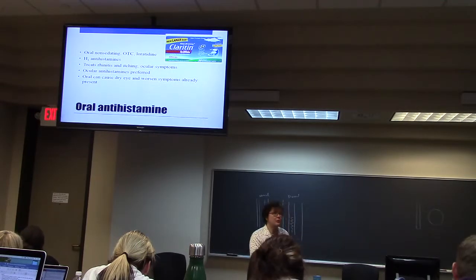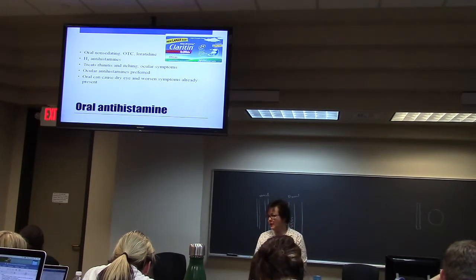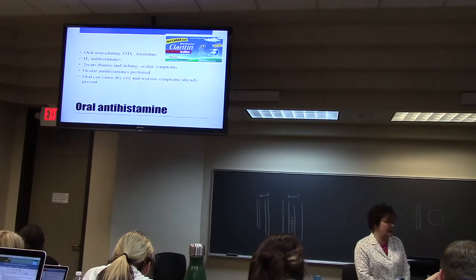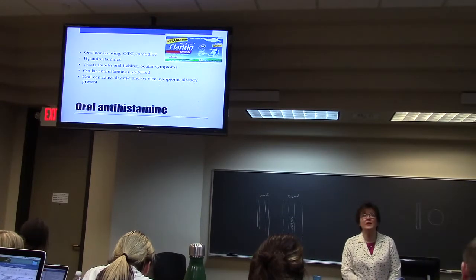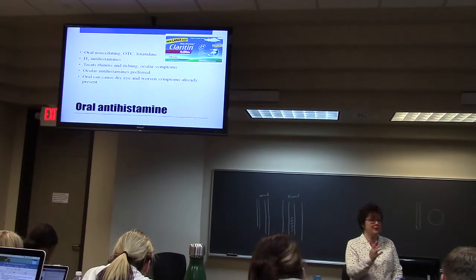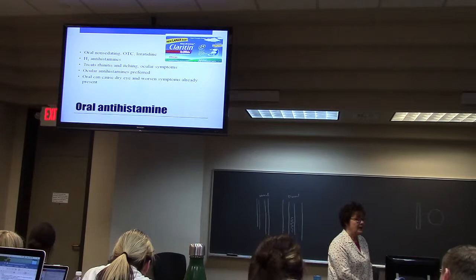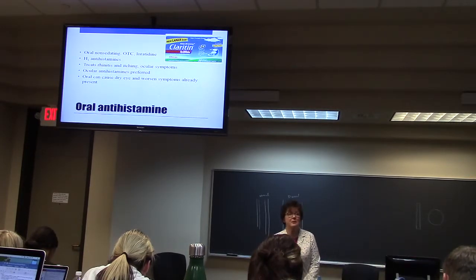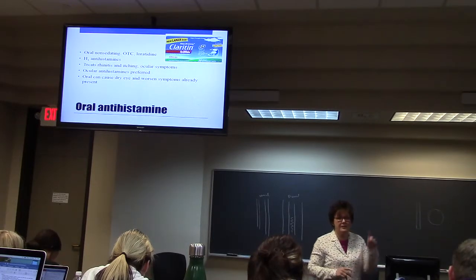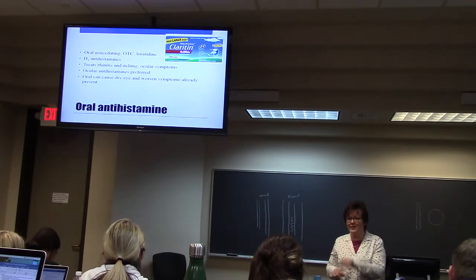Okay, oral antihistamines, we usually like to stay with the second generation. They're not as sedating, and they don't enter the CNS. Benadryl would be one of the early generation. Claritin would be a second generation. Loratadine, I put it up there because most people recognize the Claritin, but it comes as a generic and is much less expensive as Loratadine.